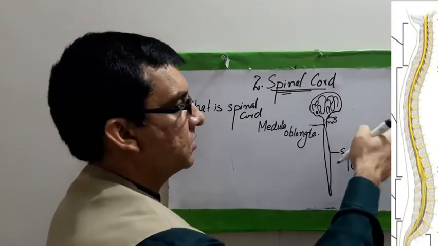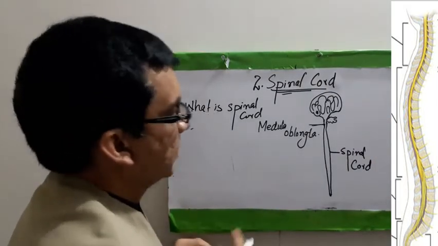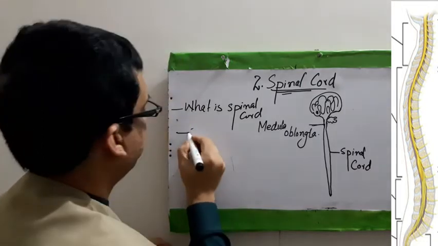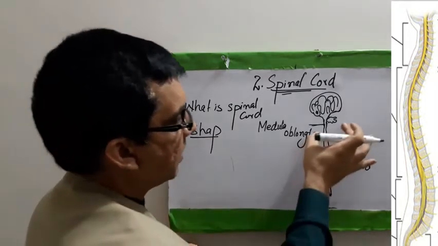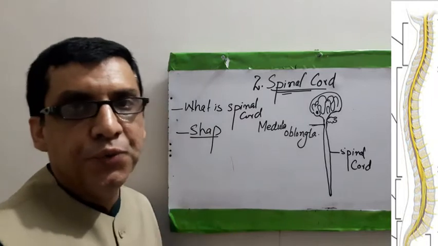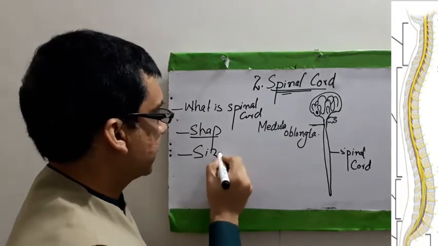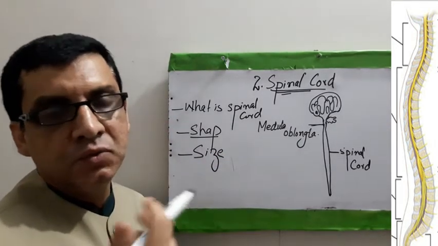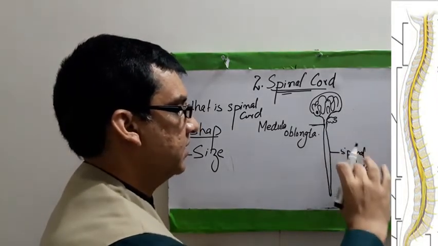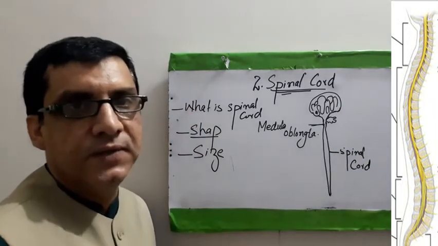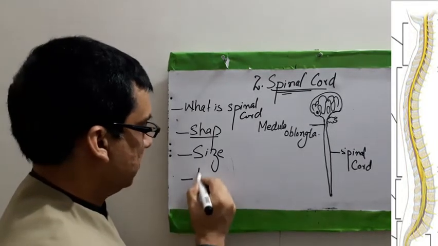You can also see it in the animated diagram. The shape of the spinal cord is tubular, like a tube, and the size varies with the person's height. The size of the spinal cord depends on the height of the person. Now come toward the protection of the spinal cord.